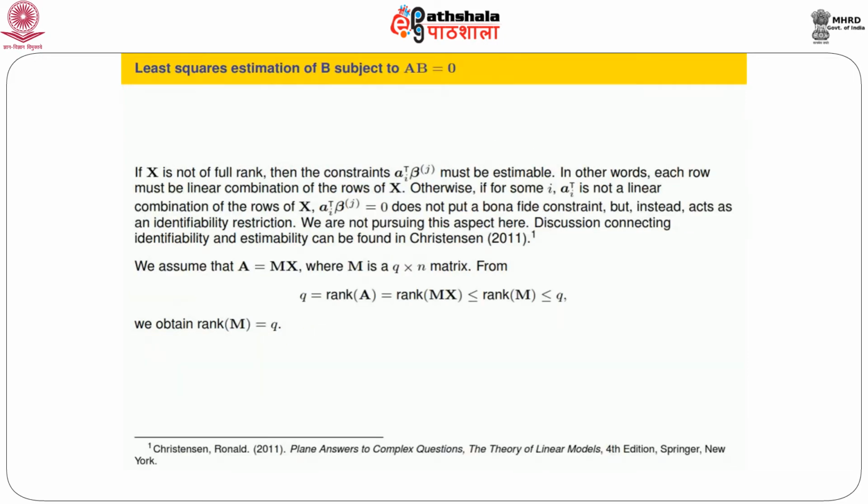So let us look at this condition, AB is equal to 0, in the presence of this A equal to MX. What does it mean? If we recall our early calculation, we see that this AB equal to 0 condition, we transformed into, or rather tried to express in terms of, not in terms of B, but in terms of XB.